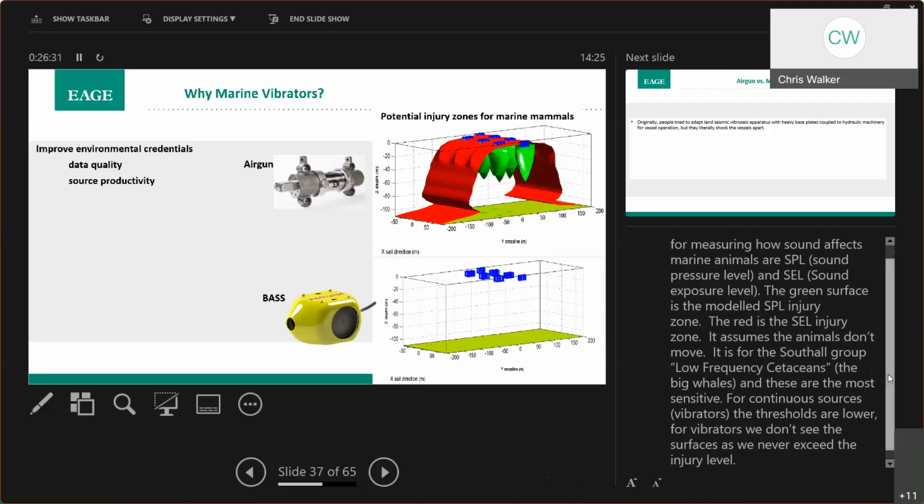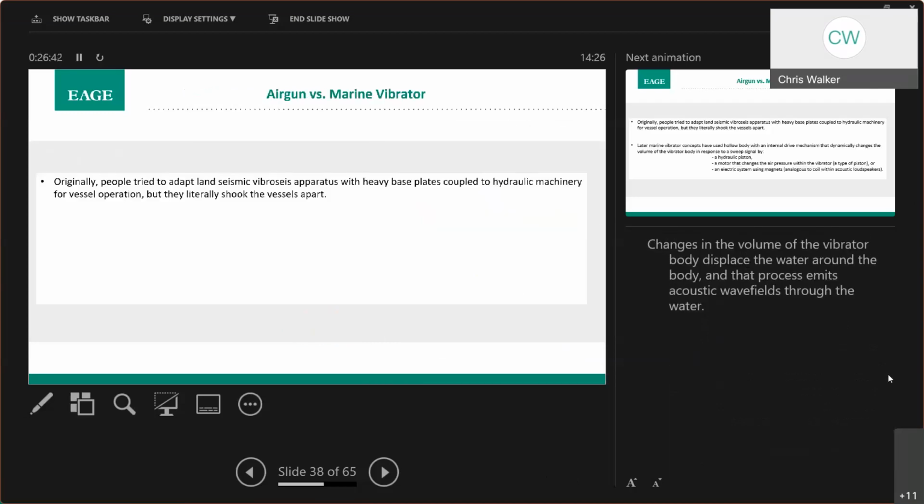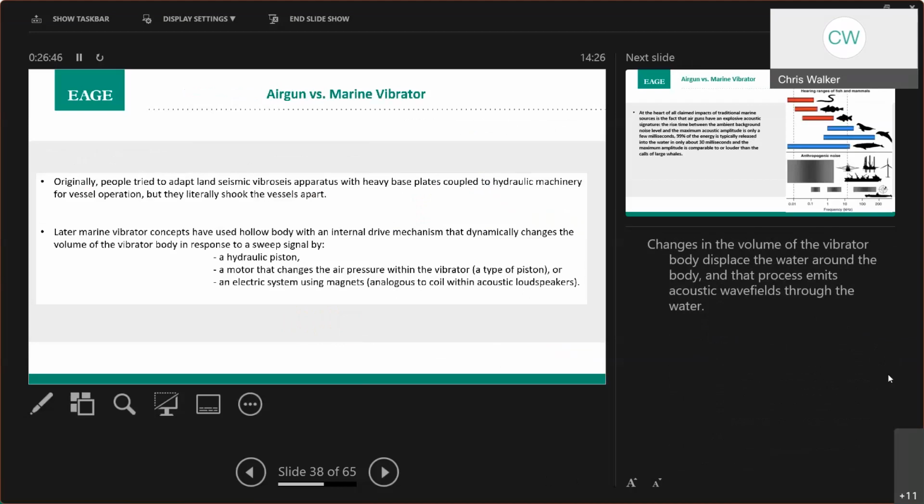And people have been looking at marine vibrators for a very long time indeed. And so the initial work was done in the 60s. Next slide, please. And they literally put conventional land vibrators onto heavy base plates on board the vessels, but they shook themselves apart because it just wasn't physically robust enough.